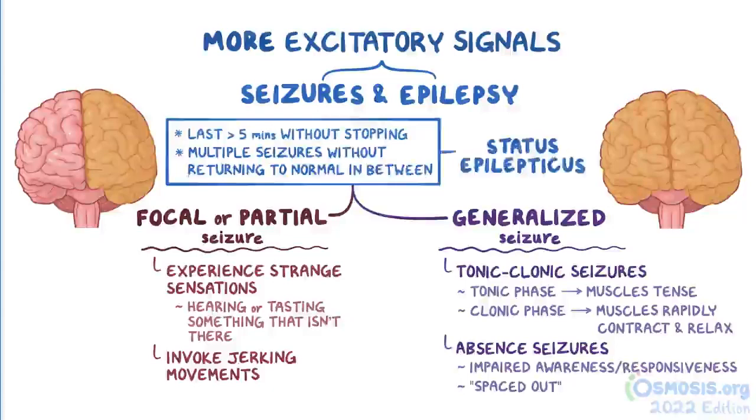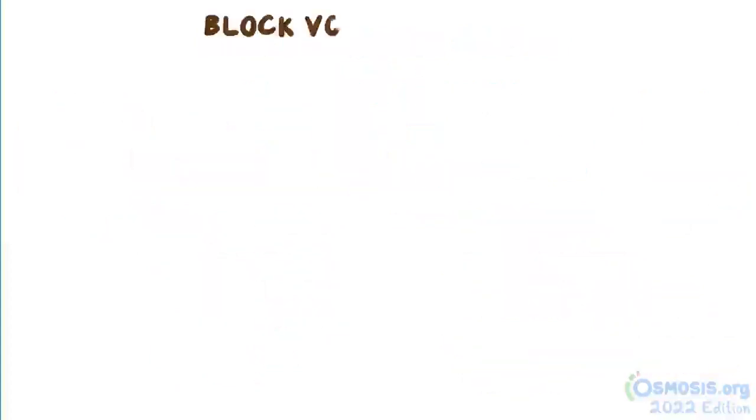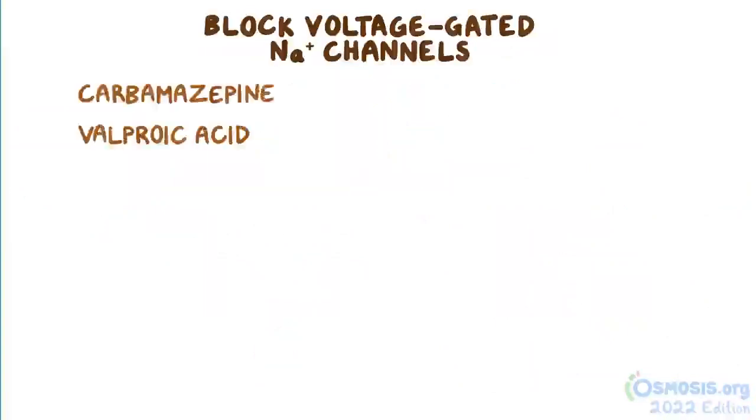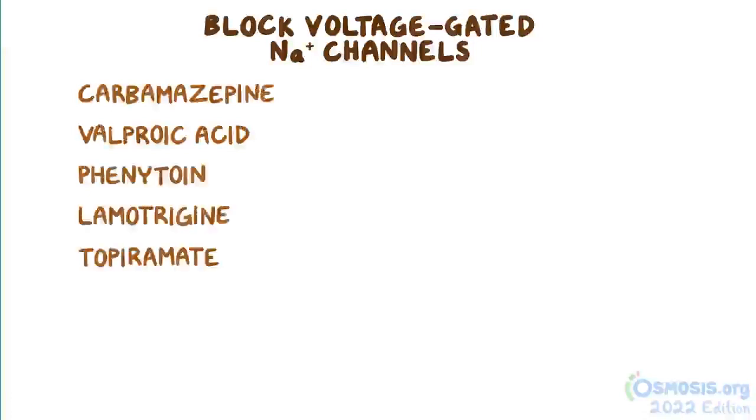Alright, so we can manage seizure disorders by increasing the effect of inhibitory neurons or decreasing the effect of excitatory neurons. Let's start with a group of medications that block voltage-gated sodium channels, which inhibit the action potentials in excitatory neurons. These include carbamazepine, valproic acid, phenytoin, lamotrigine, and topiramate. Some of these medications have other mechanisms as well.